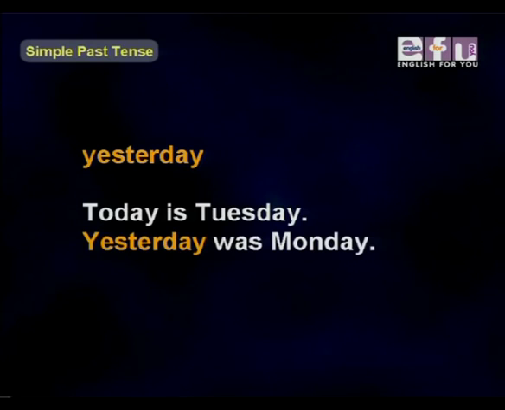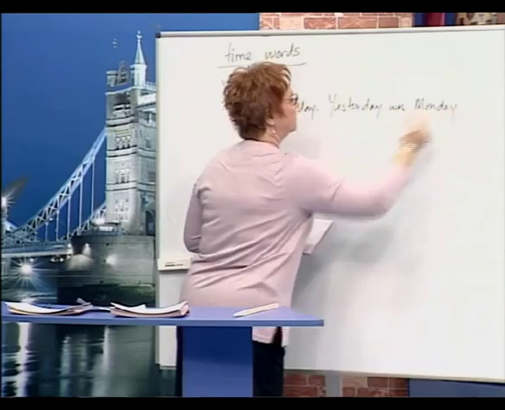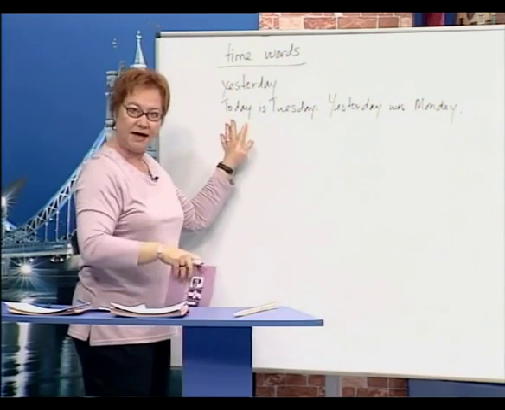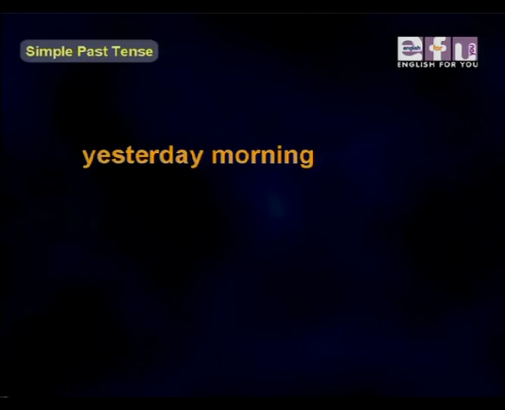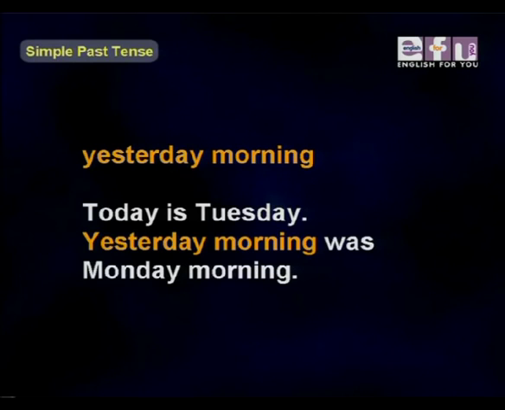So, for example, today is Tuesday. Yesterday was Monday. Today is Tuesday. Yesterday was Monday. And we can say something like yesterday morning. Today is Tuesday. Yesterday morning was Monday morning.